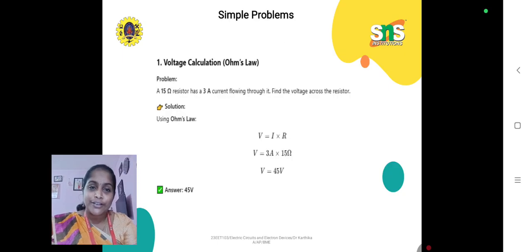I have included some simple problems for your reference. The first one is voltage calculation by using Ohm's law. A 15 ohm resistor has a 3 amps current flowing through it. Find the voltage across the resistor. The formula is V equals IR. We multiply 3 amps with 15 ohms and we get V equals 45 volt.